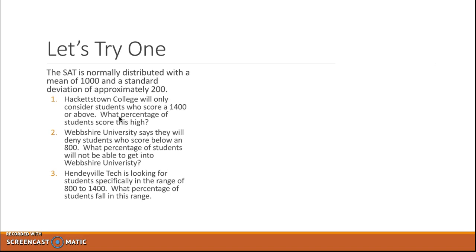Webshire University says that they will deny students who score below an 800. What percentage of students will not be able to attend Webshire University? And Hendyville Tech is looking for students specifically in the range of 800 to 1,400. What percentage of students fall in this range?